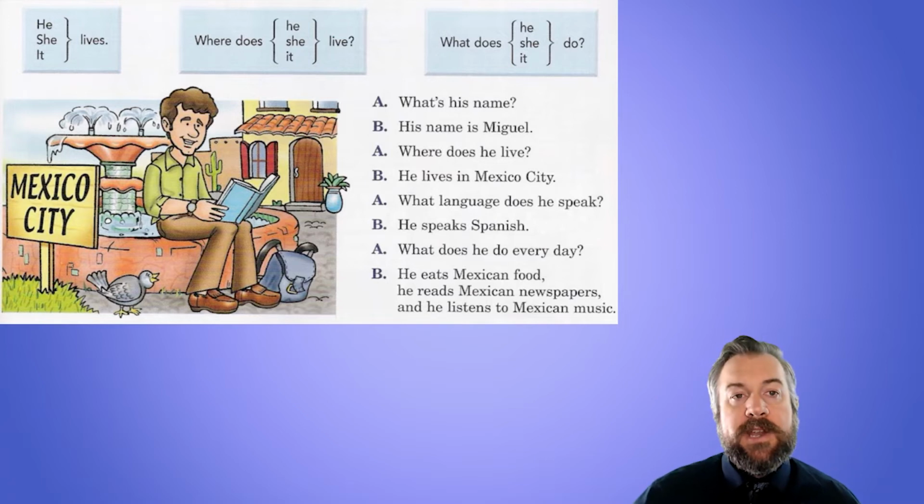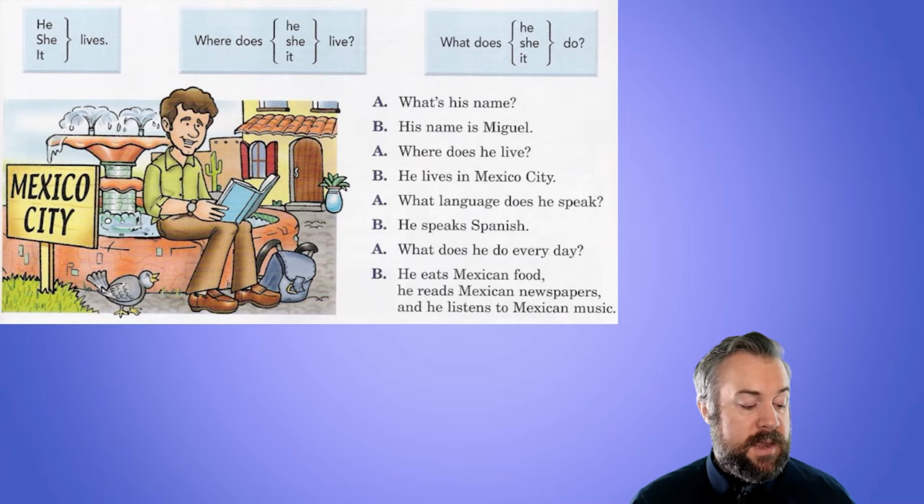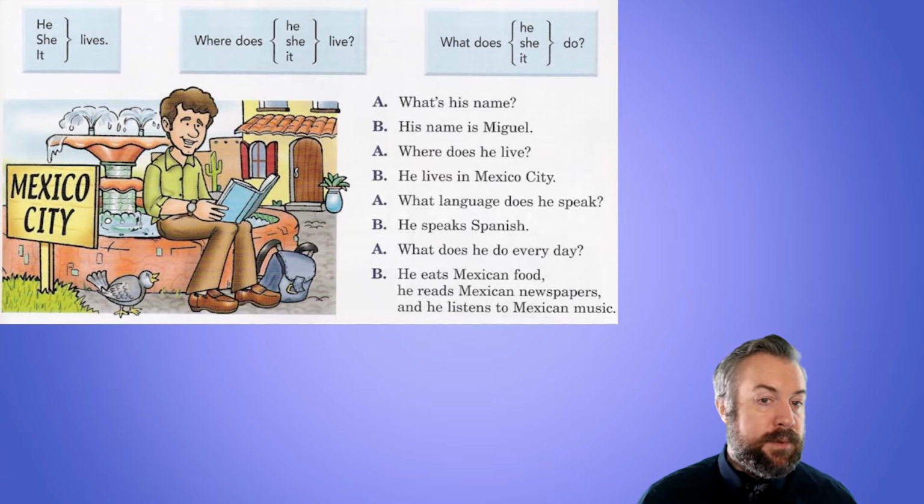So instead of saying, where do you live? It says, where does he live? Answer, he lives. What do you do every day? This question, what does he do every day? Or what does she do every day? Let's have a look at the example conversation.